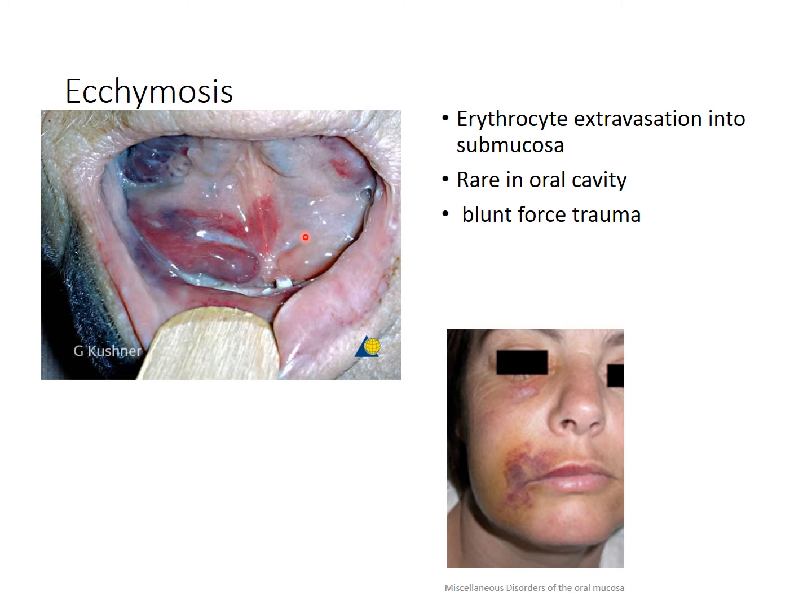Ecchymosis can occur because of extravasation into the submucosa, leading to erythematous or more of a purplish red appearance of the mucosa. It is generally rare in the oral cavity, but a blunt force trauma can lead to this sort of appearance. For example, here you see the floor of the mouth. There would have been a blunt injury to the jaw, leading to bleeding under the submucosa, leading to a pigmentation like this. Similarly, seen on the skin of this patient here, you can see a swelling on the angle of the mandible region, suggesting that probably there would have been trauma to that area.